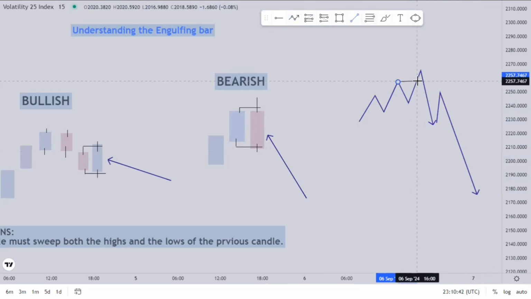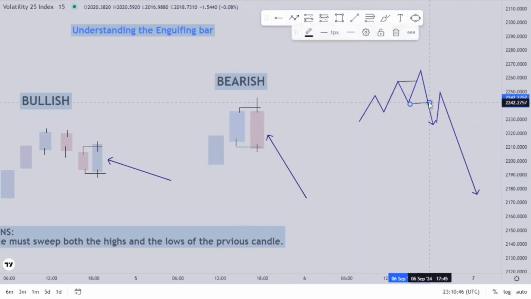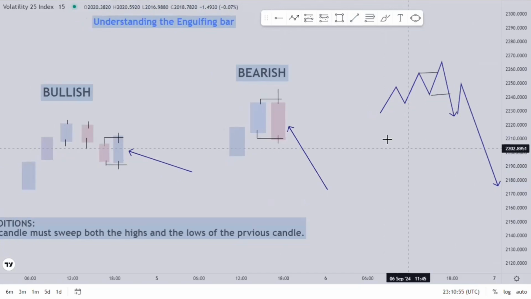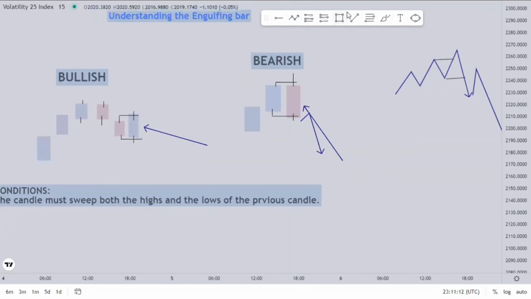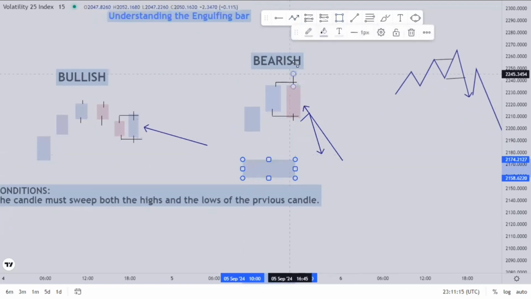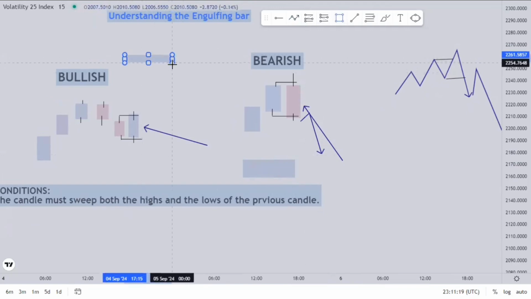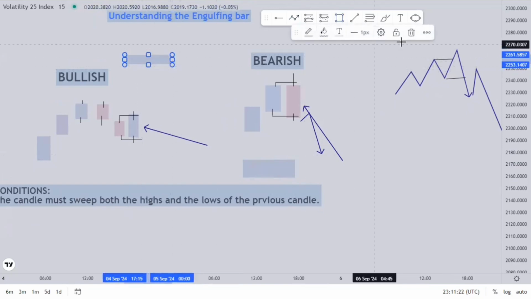This is the sweep of the previous candle, that's this candle, and this candle engulfs the previous candle, which makes it a change of character. And from here, what do we expect? We expect the next candle to open, trade back a little bit, and continue dropping. How then do you exit a trade? You exit a trade by recognizing the next imbalance below this particular zone or the next imbalance above this particular zone.